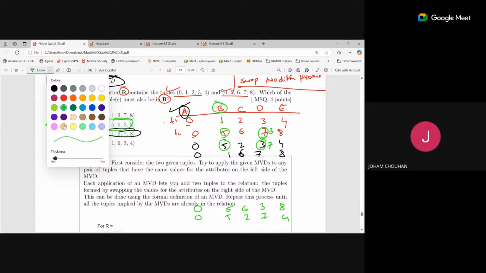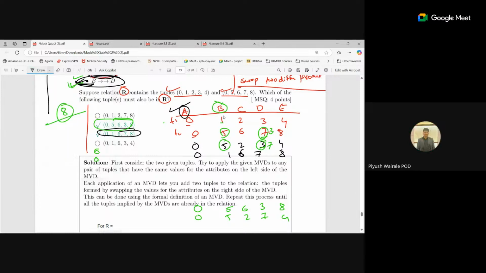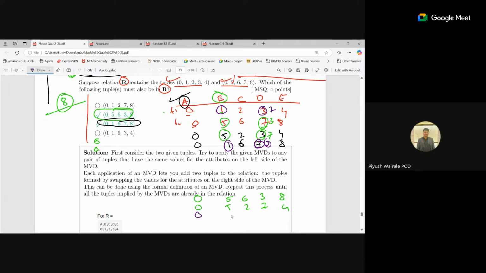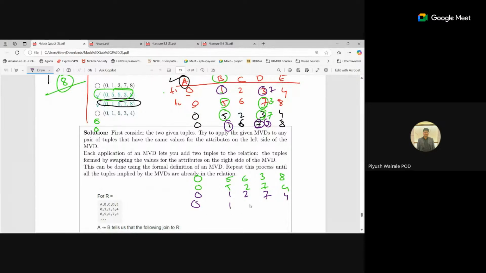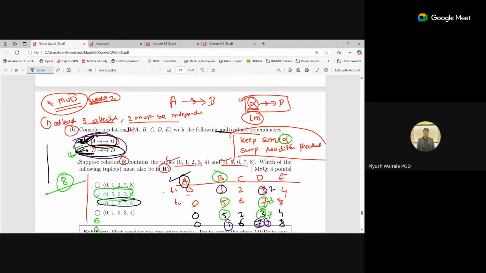If I swap this thing, let's say this one, so this B determines D. Now I can swap this 7 with 3. Instead of 3, it will be 7, and instead of 7, it will be 3. Now here also I'm getting two new rows. Those rows will be 0, 1, 2, 7, 4, and then 0, 1, 6, 3, 8. So these are the total 8 rows in the relation R such that both the MVDs are applicable.